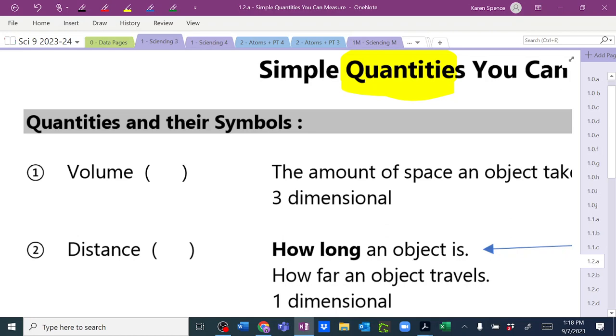Can you think of something you might use to measure volume? Have a little chat with your neighbor, see if you can think of something. What might you use to measure volume?